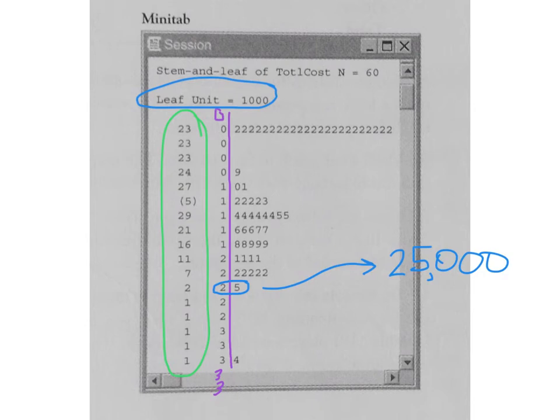Similarly, if we look at another row here, we have the first row of 1s, which has leaves of 0s and 1s. This row means we have a university in the 10,000s and another in the 11,000s. And if you look at the table, you'll find that Bluefield and Virginia State must be those 2 universities.